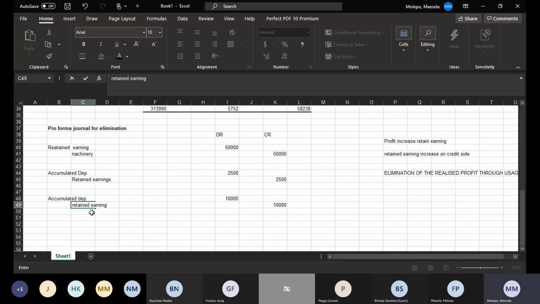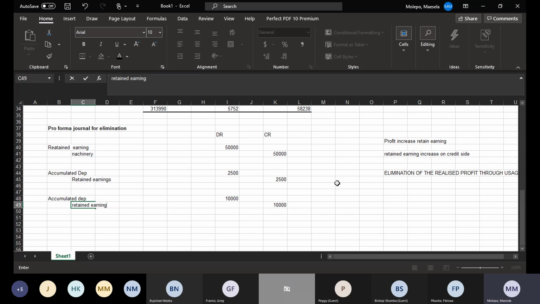Now, we were told that on transaction number 3, G Limited sold some of its inventory to L Limited at a profit of 50,000 on cost price. L Limited had the following inventories on hand, which were purchased from G Limited. On 28th February, we have the opening balance of 210, and then the closing was 315. There will be a profit associated with this selling of the inventories.